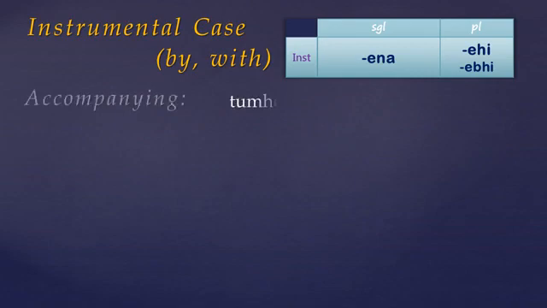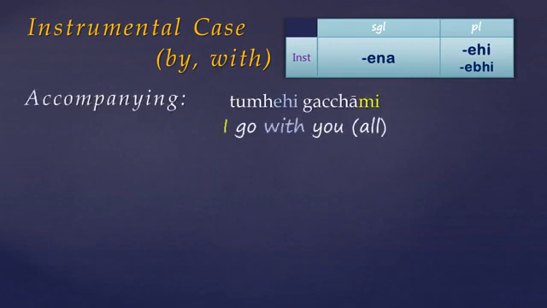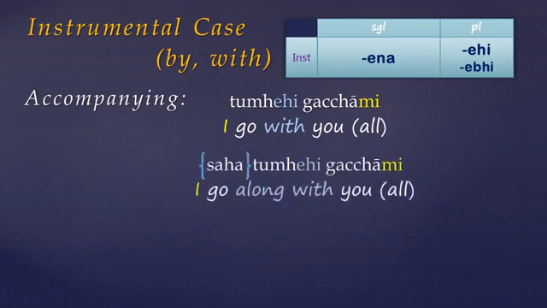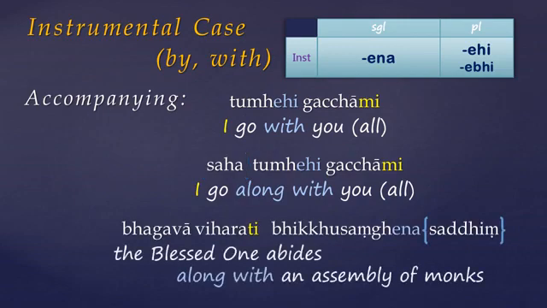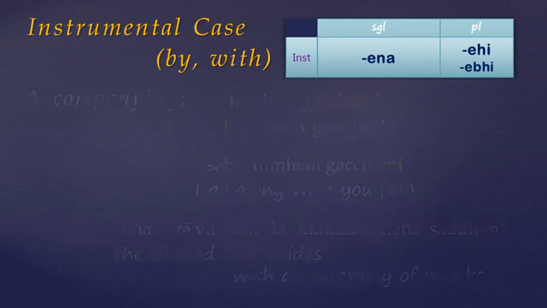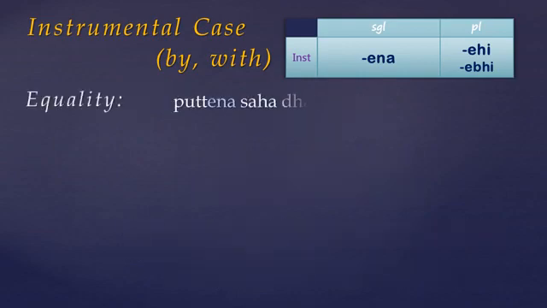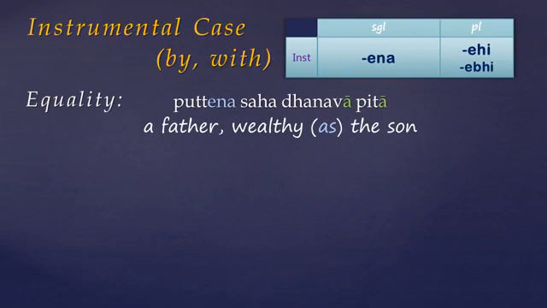Like the word with, it can simply mean accompaniment or association. And in this usage, the instrumental noun is often coupled with one of two adverbial particles: saha, which usually goes before the instrumental noun, and saddhiṃ, which normally follows the instrumental noun. And both these mean along with or together with. But saha sometimes expresses equality, as in this example, which is literally a father wealthy as his son.